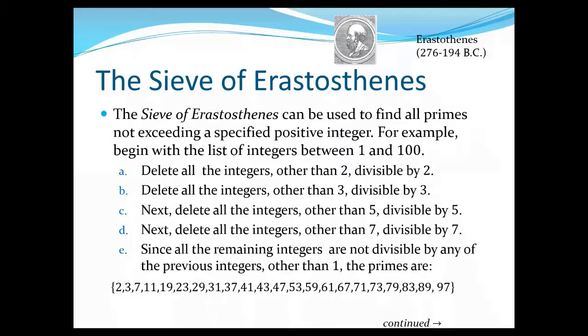So what will be the next prime number after 3? It's 5. So all divisible by 5 except for 5, remove it from the list. And then the next prime number is 7. So it means remove all divisible by 7 except for 7 on the list.